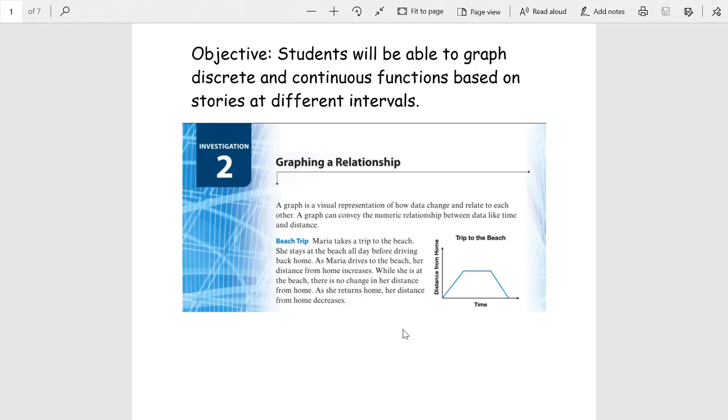As Maria drives to the beach, her distance from home increases. So we can see here in this graph, we have an increase in distance, okay? And then while she is at the beach, there's no change. She's still the same distance from home. And then once she starts coming back home, she gets closer and closer and closer until she's 0 distance away from home, which means she arrived at home.